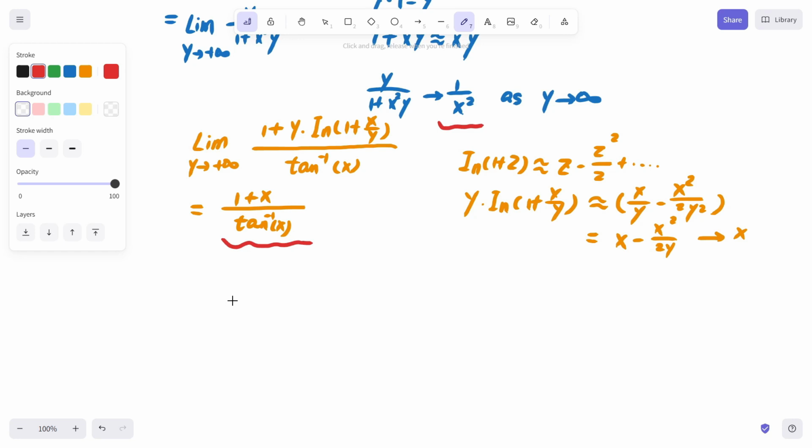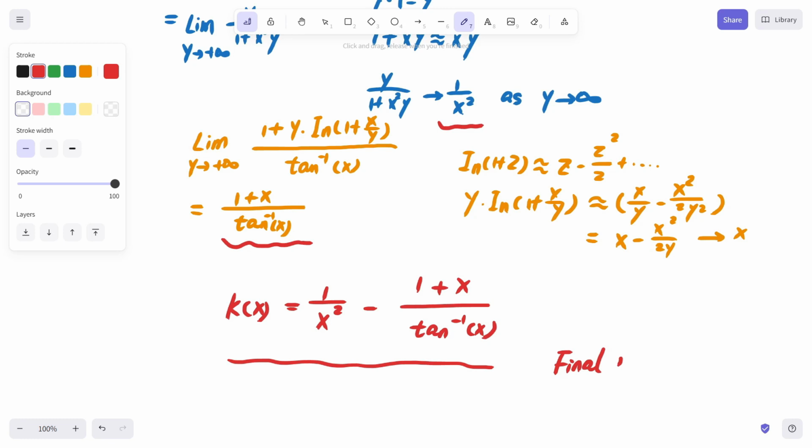Next step is to combine the results. Now we put it all together. The final answer is 1 over x squared minus 1 plus x over inverse tangent of x.